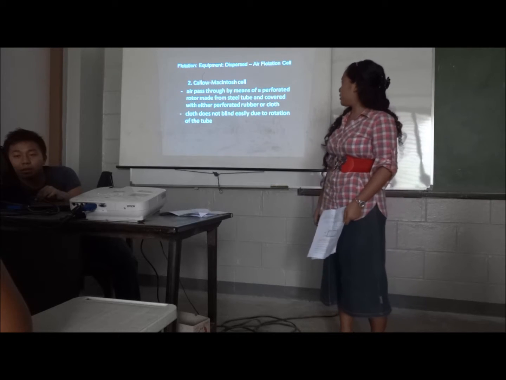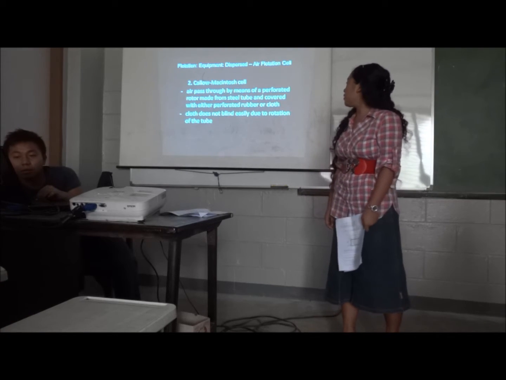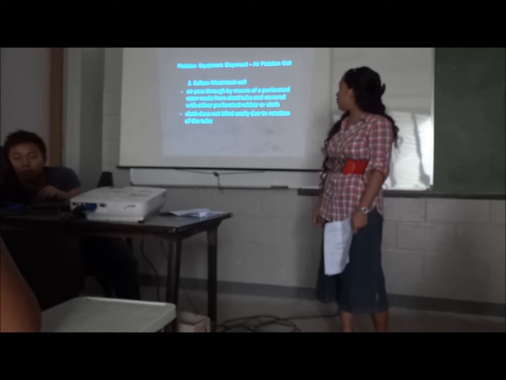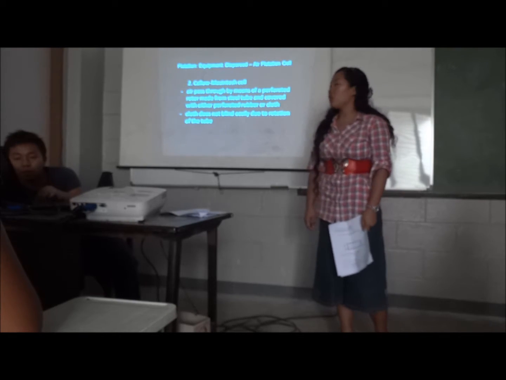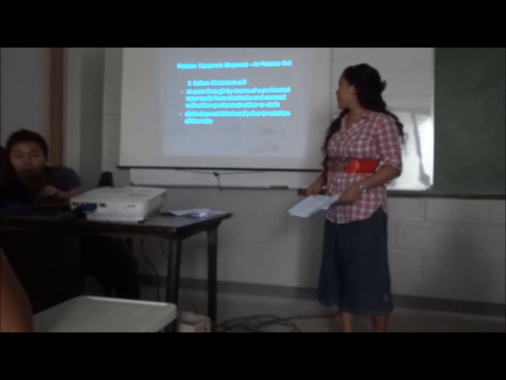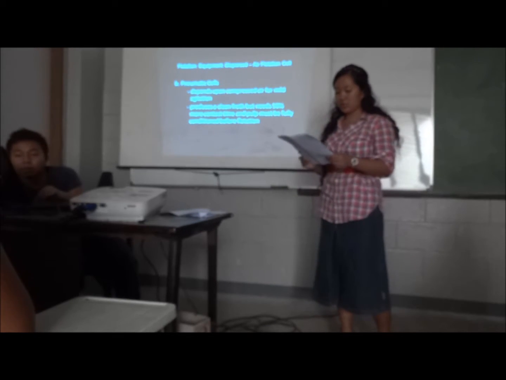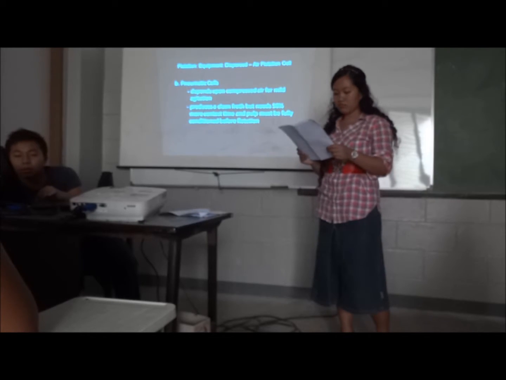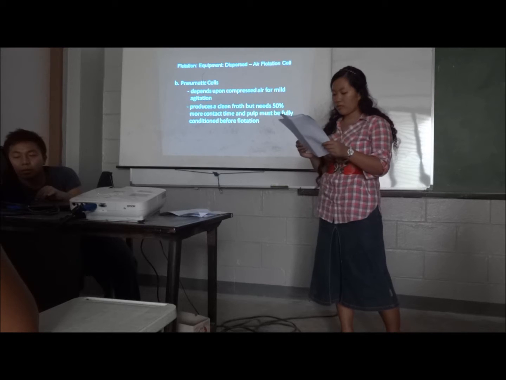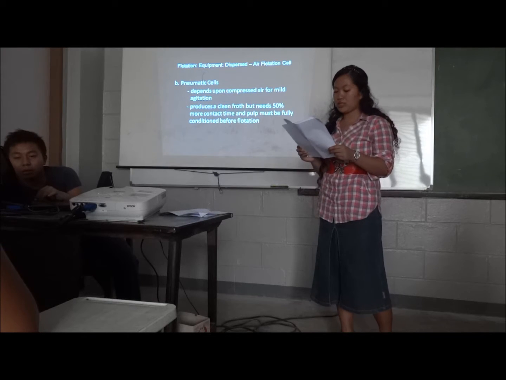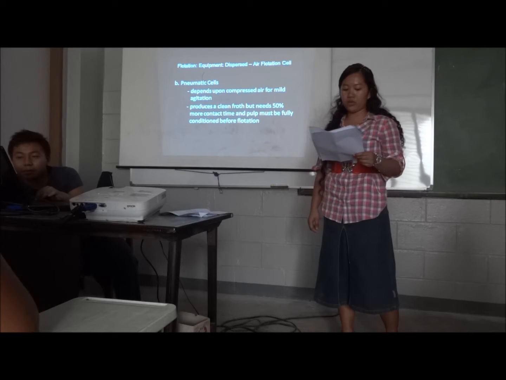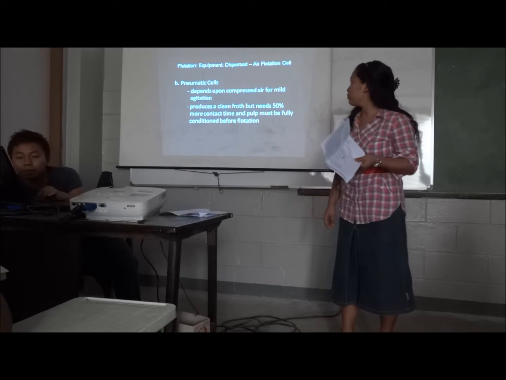The Holmes-McIntosh cell: air is passed through by means of a perforated rotor made from steel tube and covered with either perforated rubber or cloth. The cloth does not glide easily due to the rotation of the tube. Pneumatic cells are the second type of dispersed air flotation cell. They depend upon compressed air for mild agitation and produce a clean froth but need 50% more contact time, and the pulp must be fully conditioned before flotation.